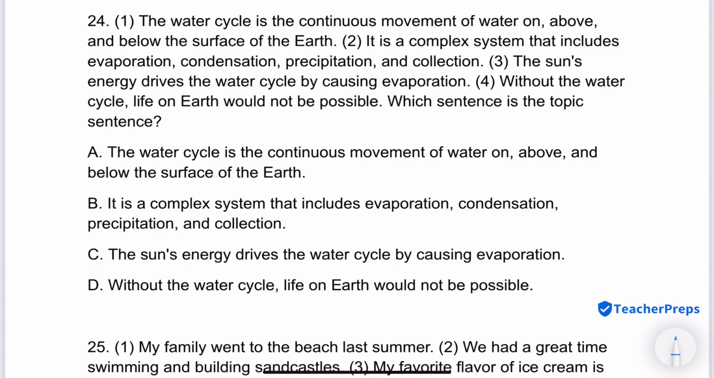Here we have some sentences all marked with numbers. Let's read this out loud. The water cycle is the continuous movement of water on, above, and below the surface of the earth. It is a complex system that includes evaporation, condensation, precipitation, and collection. The sun's energy drives the water cycle by causing evaporation. Without the water cycle, life on Earth would not be possible. Which sentence is the topic sentence? Ooh, good one.